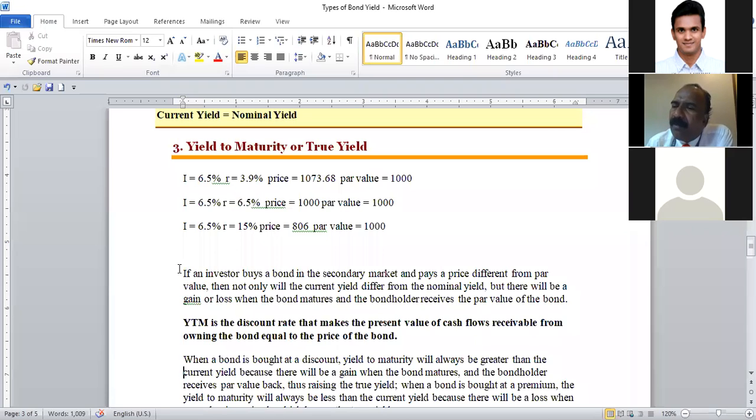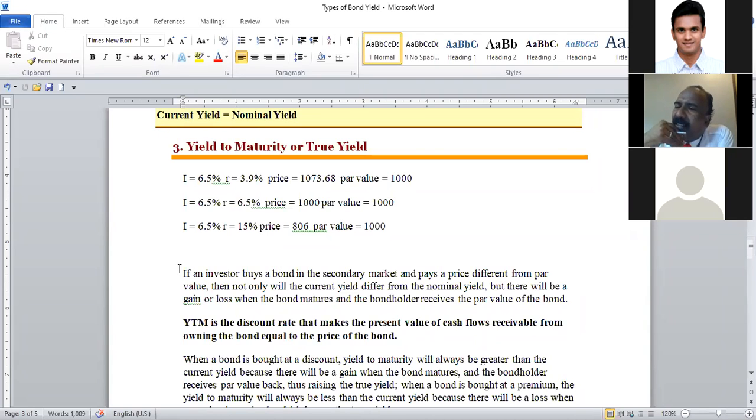1 plus r power 1. 65 divided by 1 plus r power 2. 65 divided by 1 plus r power 3, plus 1000 divided by 1 plus r power 3. That is called the present value of cash inflow, because you are receiving the interest payment and you will be receiving the principal payment after 3 years. That is called the present value of cash inflow receivable. Owning the bond equals the price of the bond. The price of the bond is 1073.68.